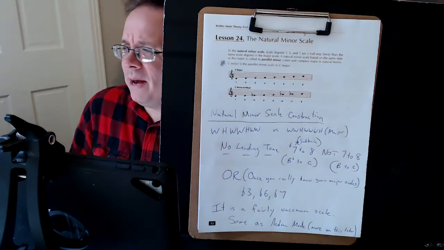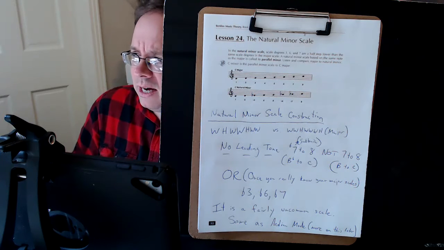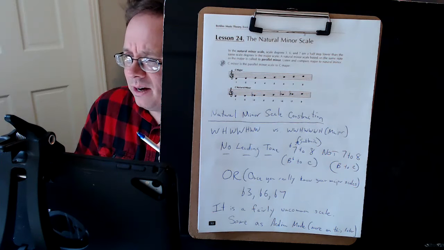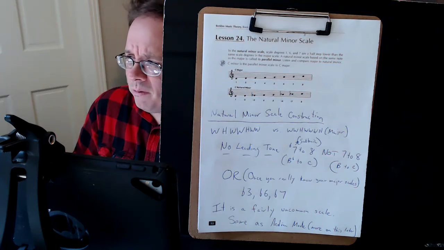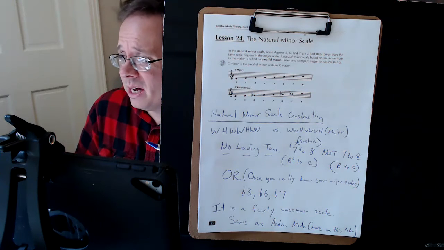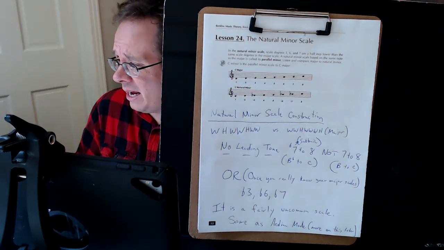Another thing you need to know about the natural minor scale is it's a fairly uncommon scale in music, okay? Major obviously is the most common by far, and then another form of minor is actually going to be the second most common, but we'll talk about that later.